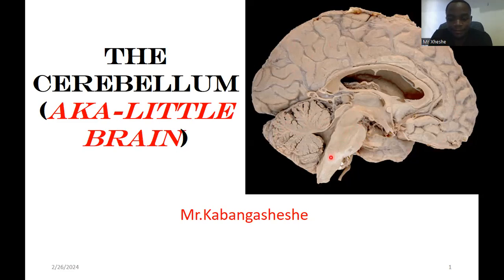This is the brain stem: midbrain, pons, medulla oblongata. Inferiorly here is the spinal cord. So constitutionally, this is what we call the brain: cerebrum, cerebellum, brain stem, and the diencephalon. That is the diencephalon there, connecting, of course, the brain stem with the cerebrum.